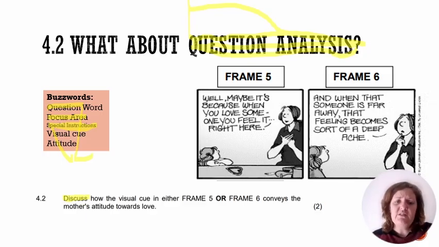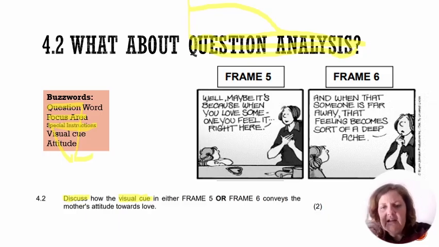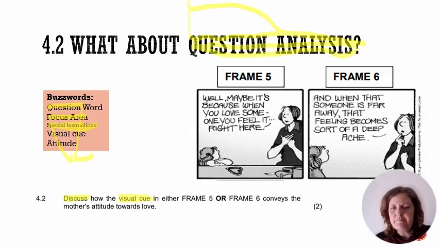The first focus area in this question comes from our notes. And that focus area is that they want you to look at the visual cue. Okay? What does a visual cue mean? It means something in the picture. It means a symbol or a facial expression or a piece of body language. The picture, right? And then the second thing has got to do with the main message in the cartoon itself, all right?